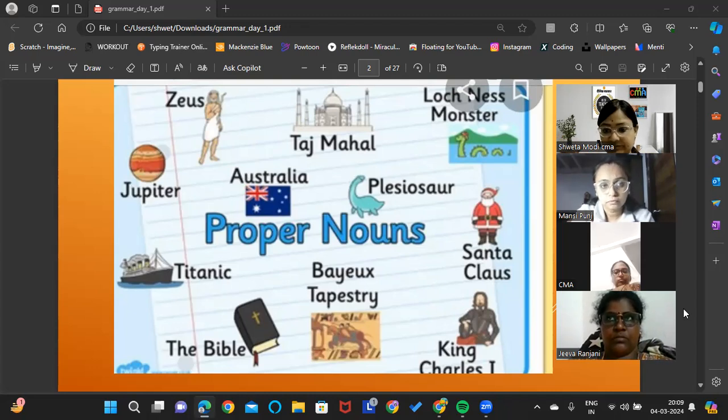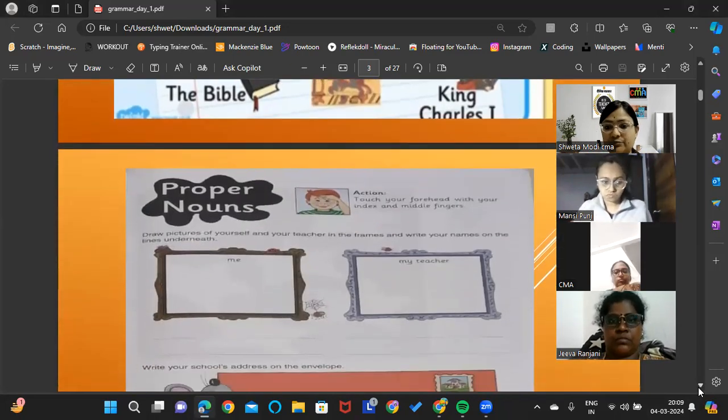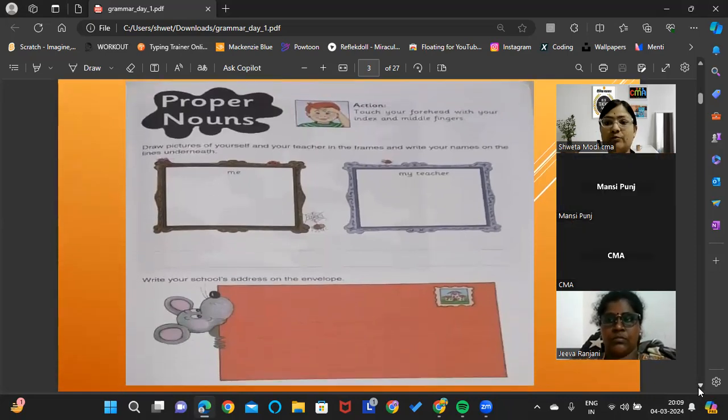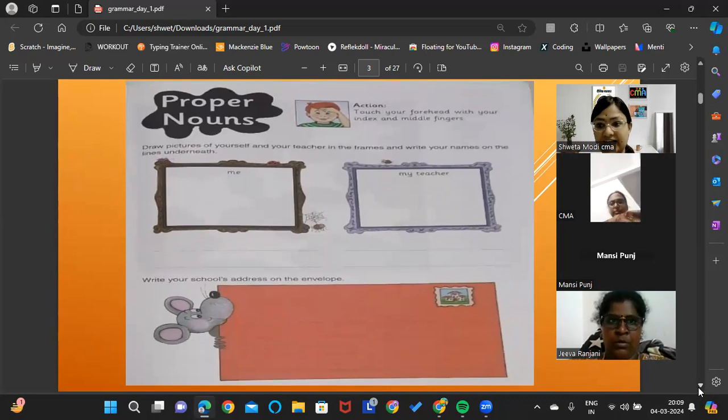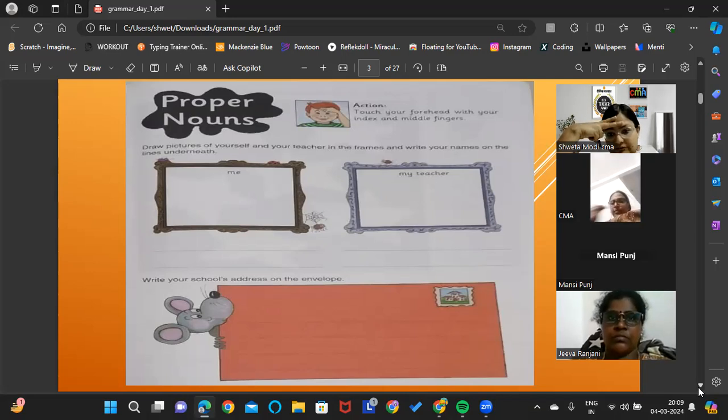Okay? Any word which has a special name, which is not general but a special name, always starts with a capital. And then we have this worksheet in Jolly Grammar Pupil Book. And now in Jolly Grammar, we have actions and colors. So the color for naming words is black. And we have this action, index finger and middle finger, for proper nouns.